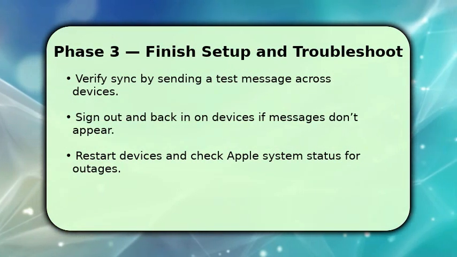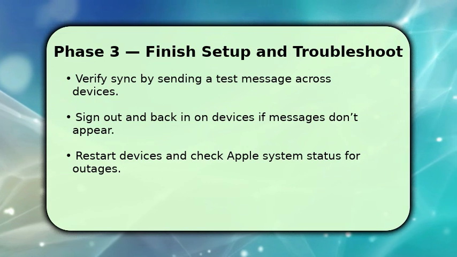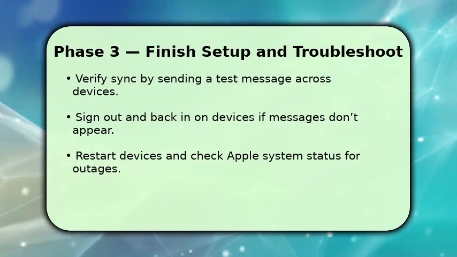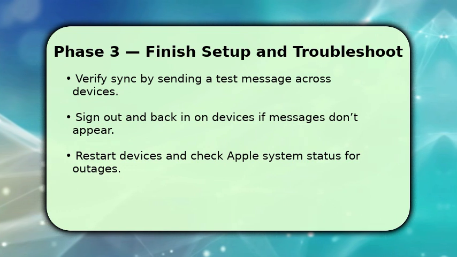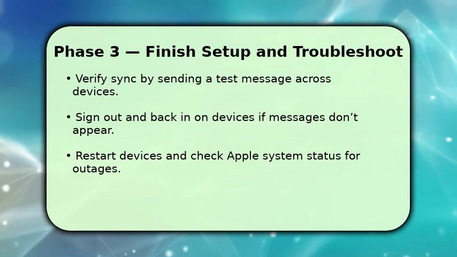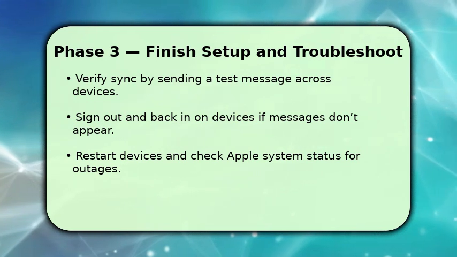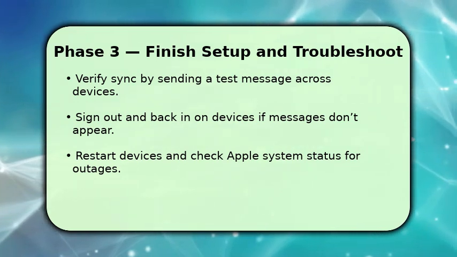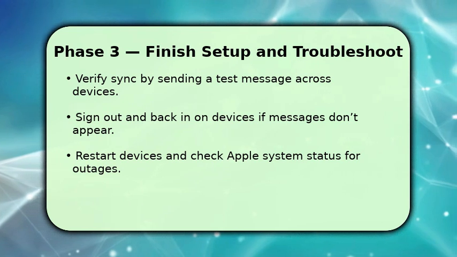Finish by confirming everything syncs. Send a test iMessage and watch it appear on each device. If messages don't show, sign out of iCloud on the affected device, restart it, then sign back in. This forces re-indexing. Once done, check Settings, Messages, Send and Receive to ensure correct addresses are checked.